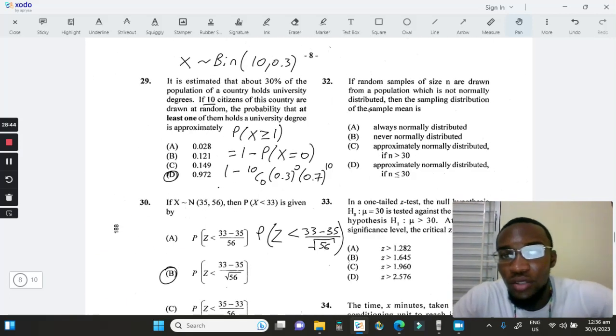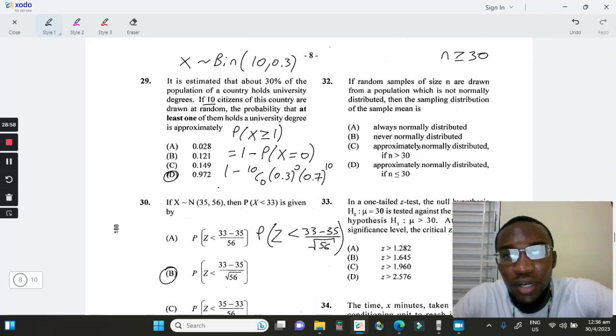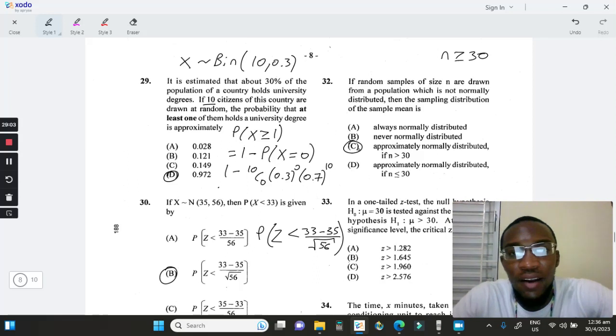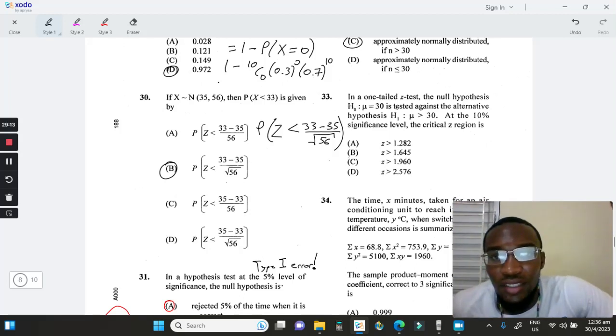Now, number 32, it says if random samples are drawn from a population which is not normally distributed, then using the central limit theorem, we approximate it to be normally distributed when n is greater than 30. So it's approximately normally distributed when n is greater than 30. Alright, that's the sampling distribution. Easy.